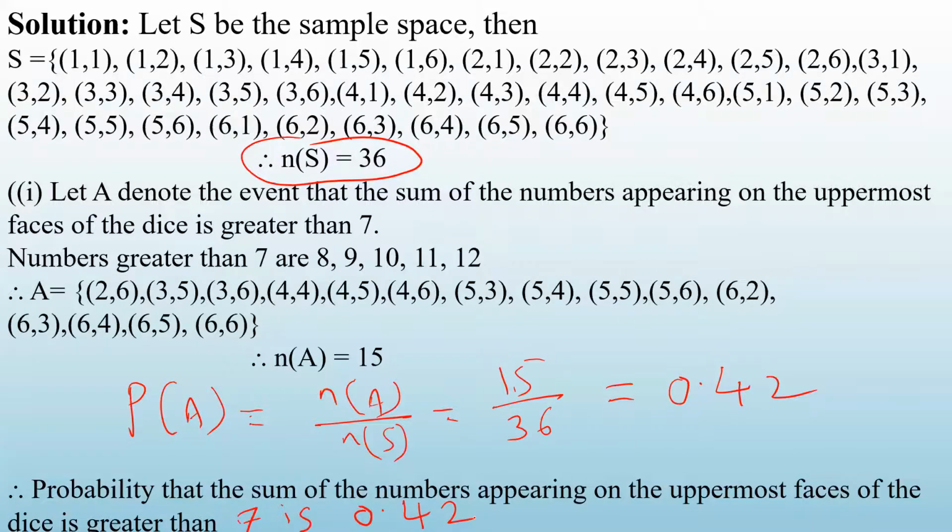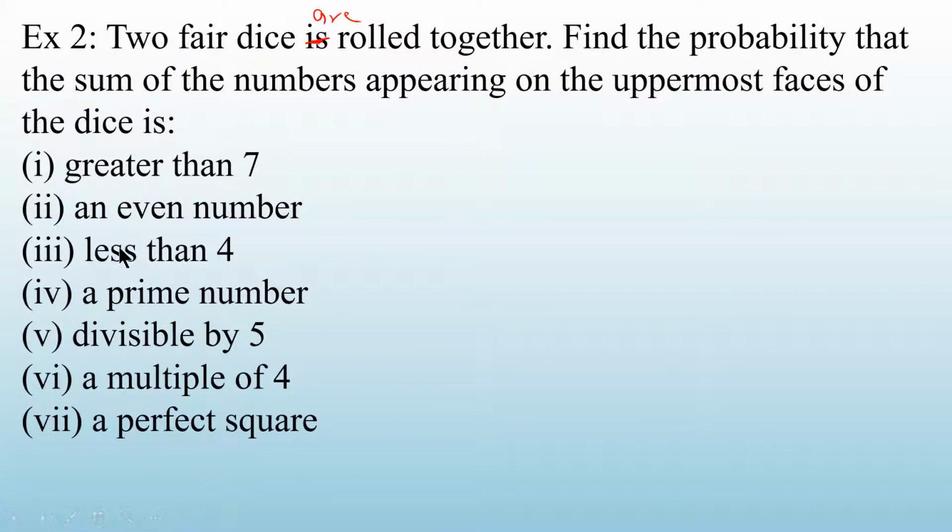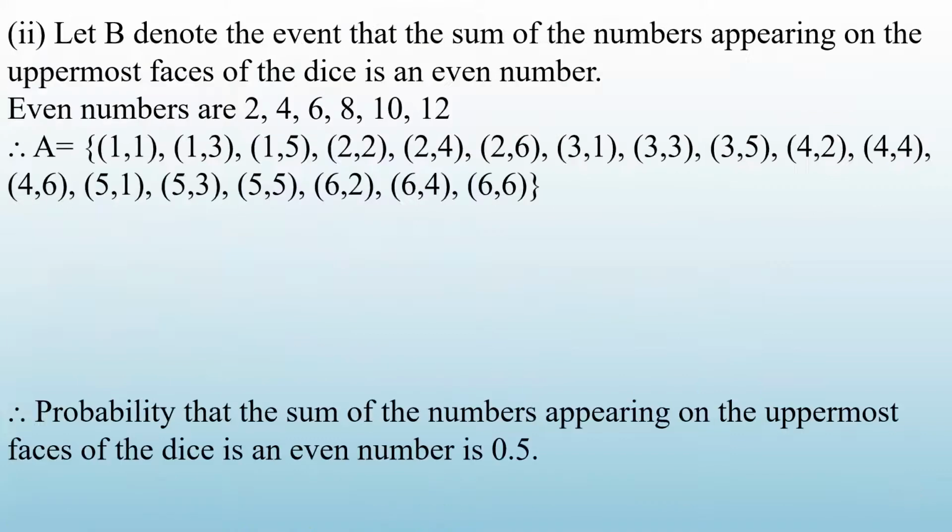What is the second one? Go back to the question. The sum should be an even number. Okay, we want the sum to be an even number. You know what is an even number? An even number is a number which is divisible by 2. Correct? So let us suppose we call that event B. Let B denote the event that the sum of the numbers is an even number. Okay. So what are the even numbers?